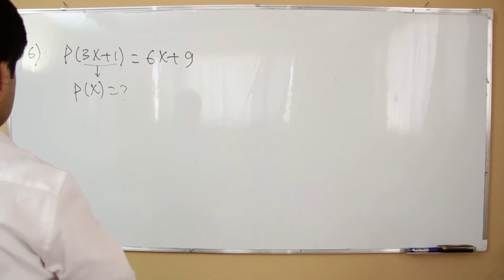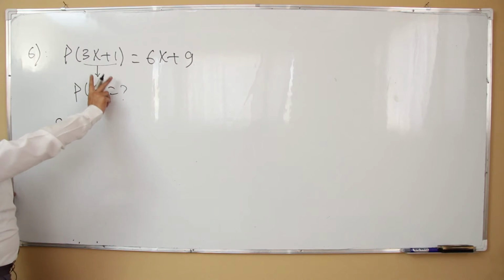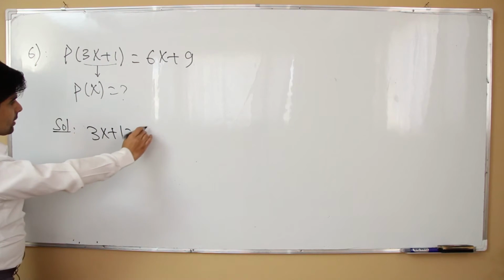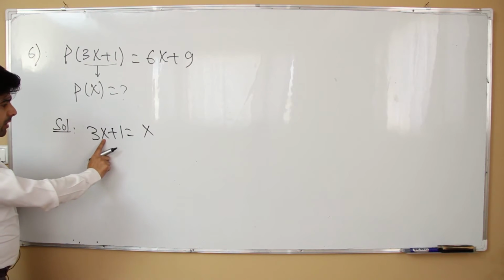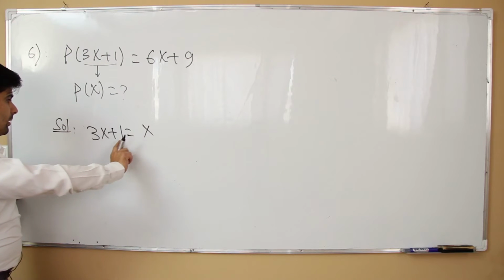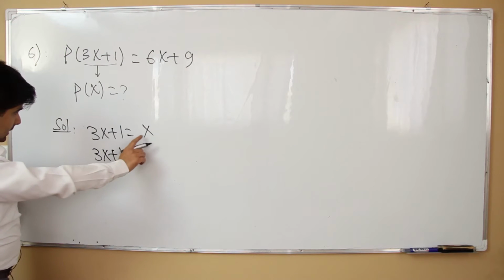Question number 6. P(3x + 1) is given as 6x + 9. Now what is P(x)? For the solution of this question, you have to set this bracket equal to x. Now 3x + 1 is equal to x, but this x with this x is different. This is a smaller x and this one is a capital. So in order to compare for the best, you have to put 3x + 1 instead of the x.